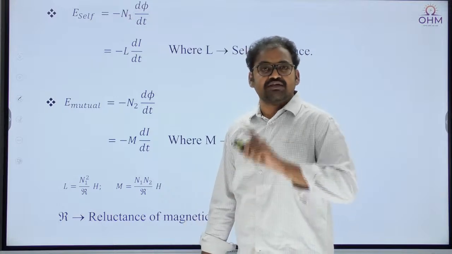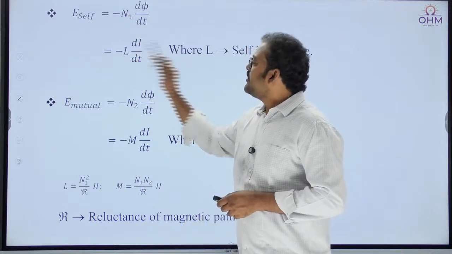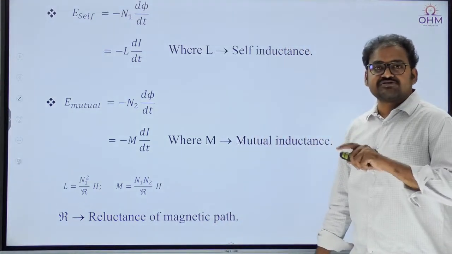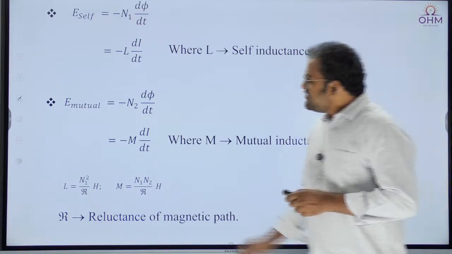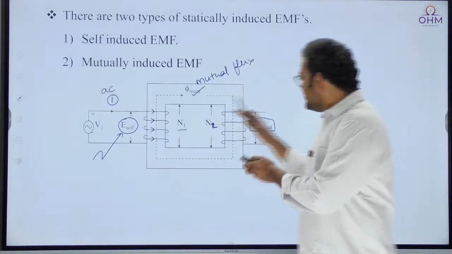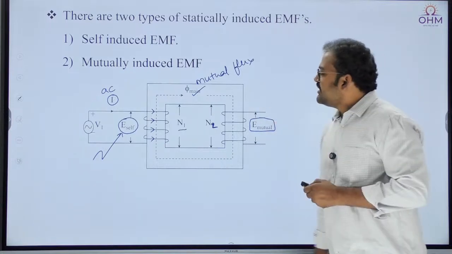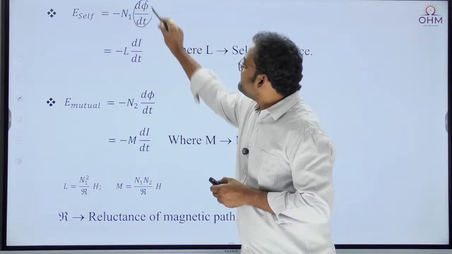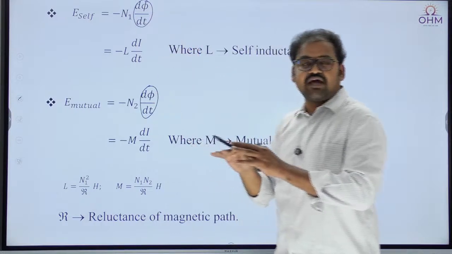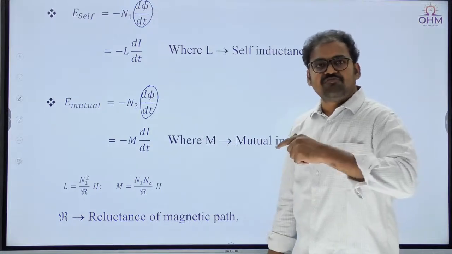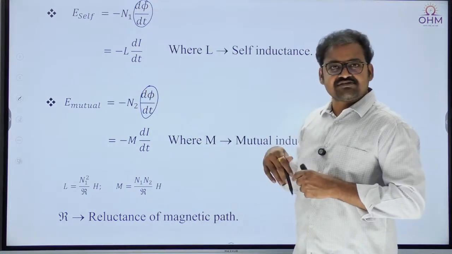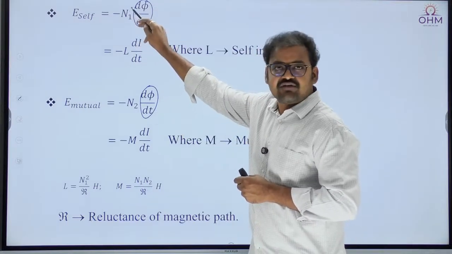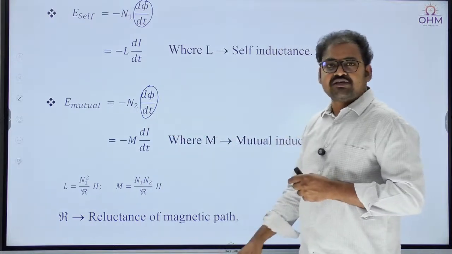Both are going to be equal: minus N d phi by dt or minus L di by dt, where L is known as the self-inductance of the coil. Similarly, the mutual EMF, which is induced on the secondary side of the transformer, can be written as minus N2 d phi by dt. Remember, this d phi by dt and the earlier d phi by dt are absolutely the same, because the same flux is linking both primary and secondary. Only the number of turns are different. Self EMF is across N1 turns, but mutual EMF is across N2 turns.